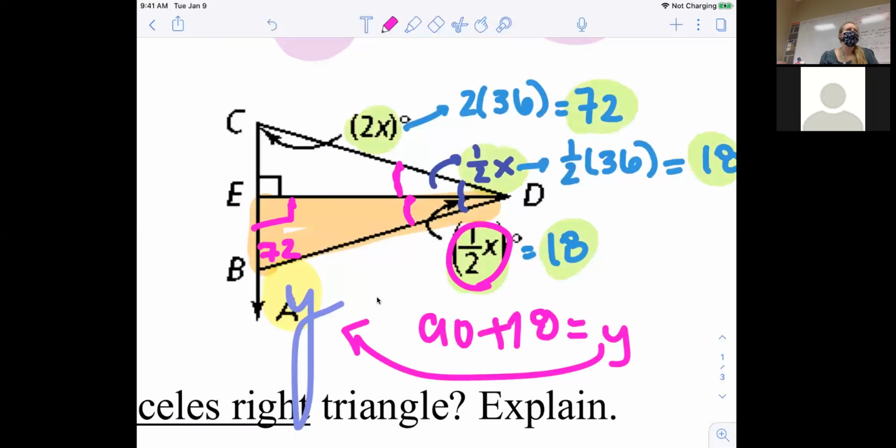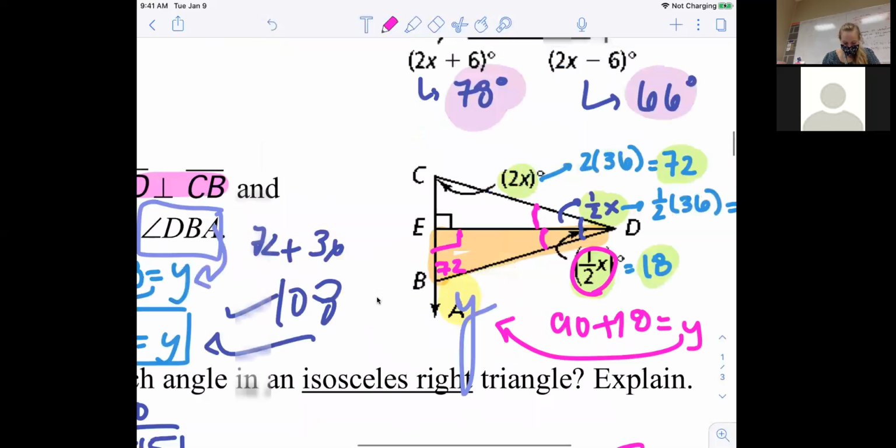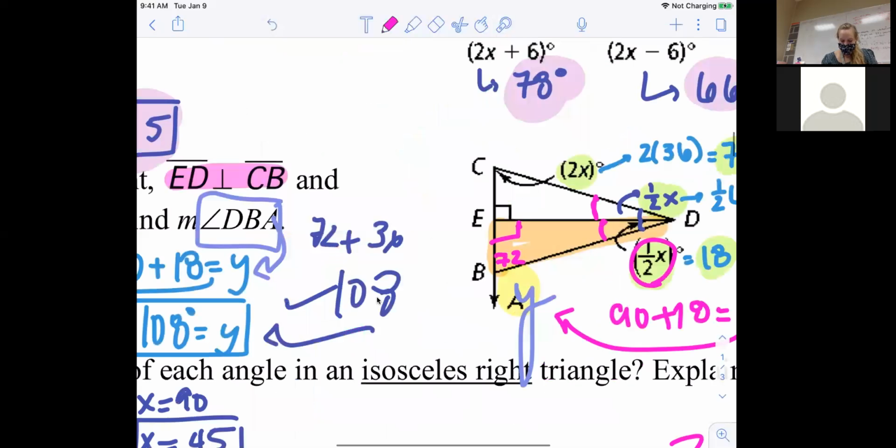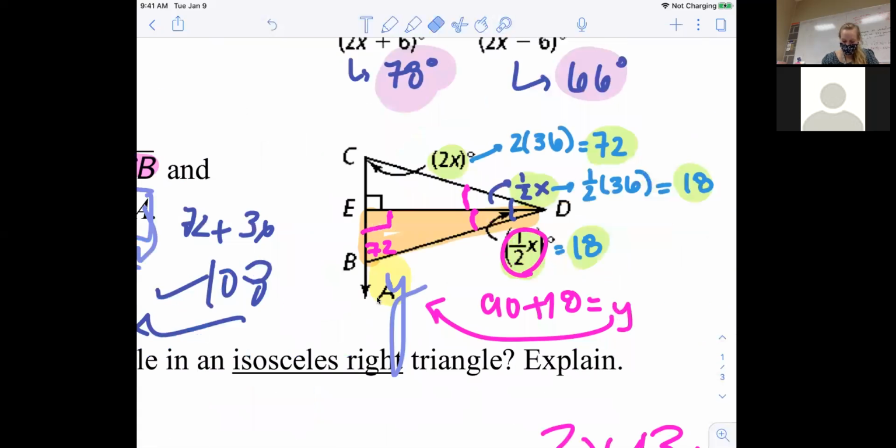So there's a couple ways we can get to that answer. And the answer for y is 108. Good. So I added 90 and 18. You also could have added 72 and 36. So if I didn't want to think about the small triangle, I wanted to think about the big triangle. I know that this angle over here is 72. And I know that this angle right here is 18 plus 18, which is 36. So there's a ton of ways that you can get to the answer of 108. Cool.